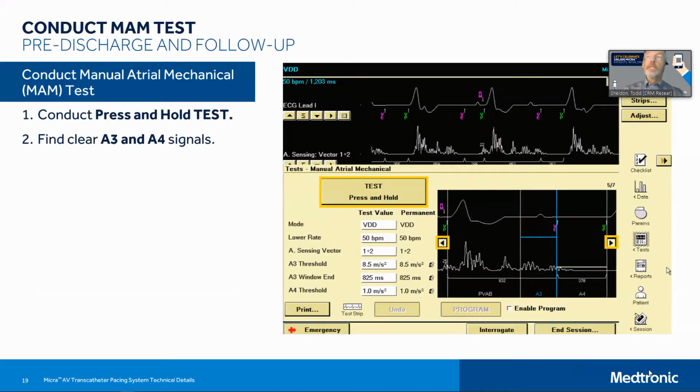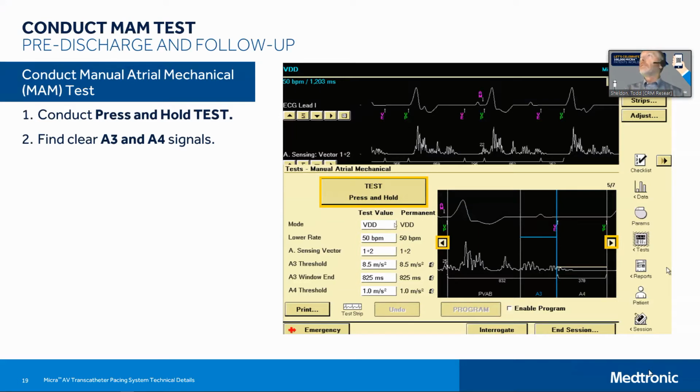One other thing I wanted to talk about is the MAM test, which is this manual atrial mechanical test. This is basically a press and hold test where you can press and hold and gather a number of signals. In this particular example, there are seven cardiac cycles selected, and this is the 5th cardiac cycle, and you can switch back and forth. This is a simulated signal, but it shows the A1, A2, A3, and A4.